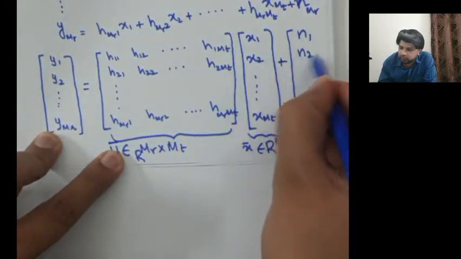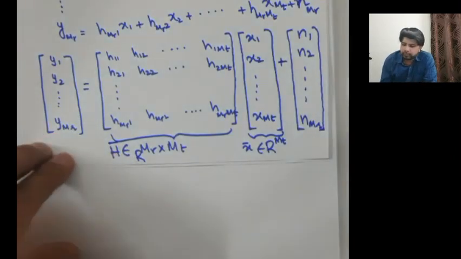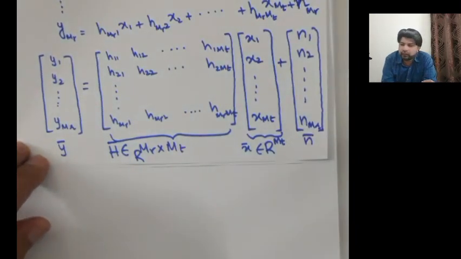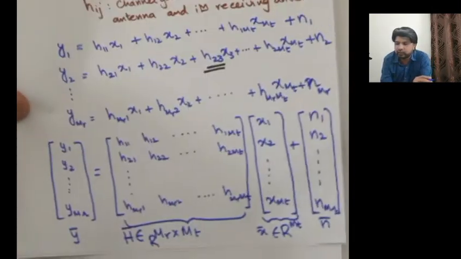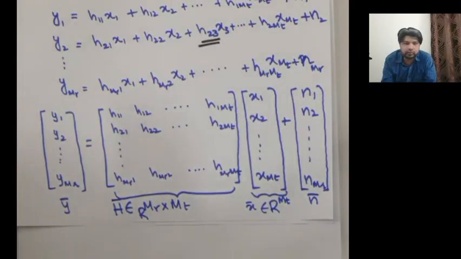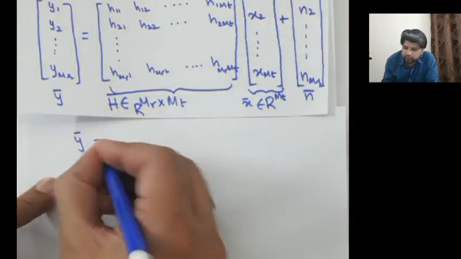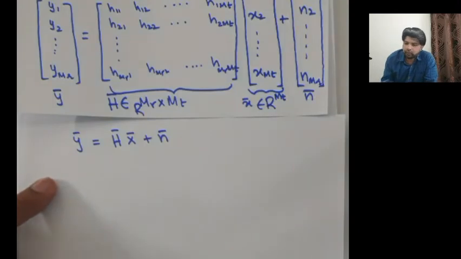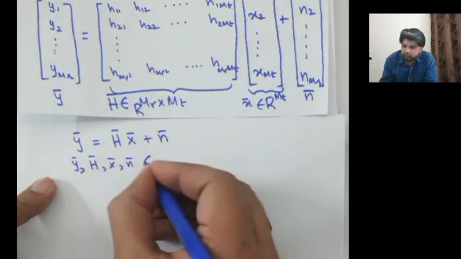and you would have n1, n2, up to n_mr noise terms. So this is your vector Y, this is your vector X, this is your vector N. So you can see that this system, where each of the terms was interfering with each other term, is now clearly represented in terms of the matrix, and in other words you can write it in a single line, right? So this can be written as y vector is equal to H matrix times x plus noise vector, right?